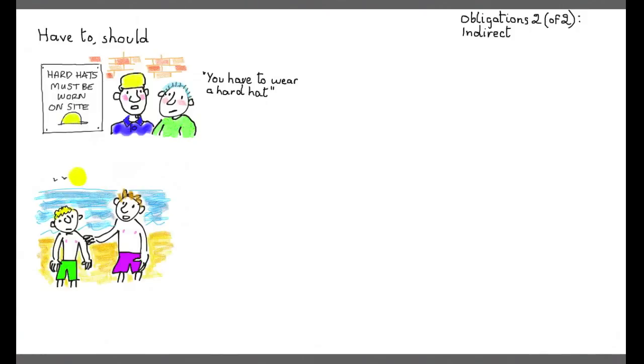Here's another picture, this time of a young man and a boy at the seaside, and the young man is saying something to the boy. He's saying, and I'll write it here, you don't have to go in the sea if you don't want to. Now the difference there is that the top one, you have to, is obligation, and the bottom one, you don't have to, is no obligation. You can if you want to, but you don't have to.